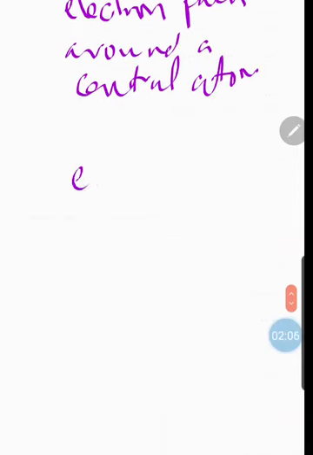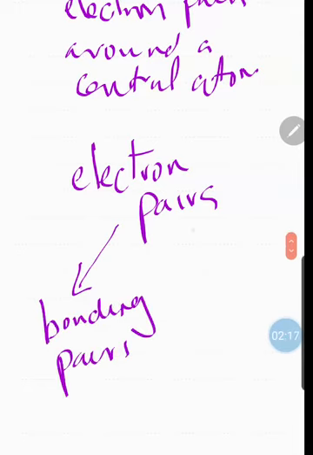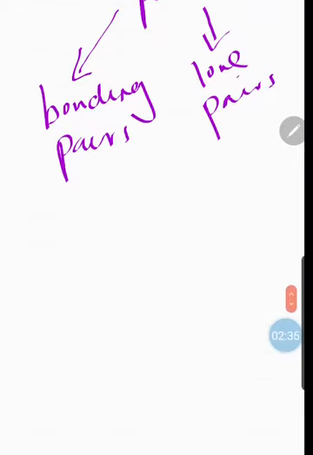Now, electron pairs are 2 types. You've got bonding pairs and lone pairs. So just to summarize what we've covered so far, a bond is a shared pair of electrons. Electron pairs are 2 types, bonding pairs and lone pairs. Now what's a bonding pair, what's a lone pair? I'll give you an example using ammonia.